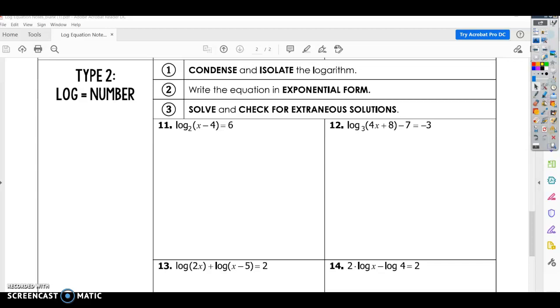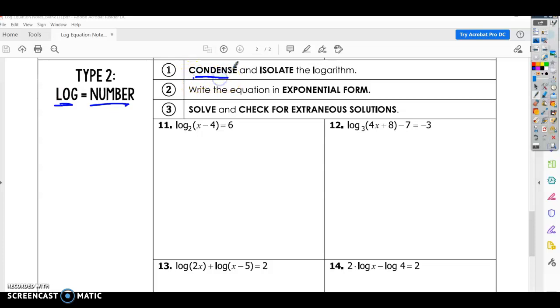All right, we're going to continue to solve log equations. In the last video, we did log equals log type. This time we're going to do log equals a number. This is going to be a little bit different than what we looked at before, but log equals a number means we're going to condense.